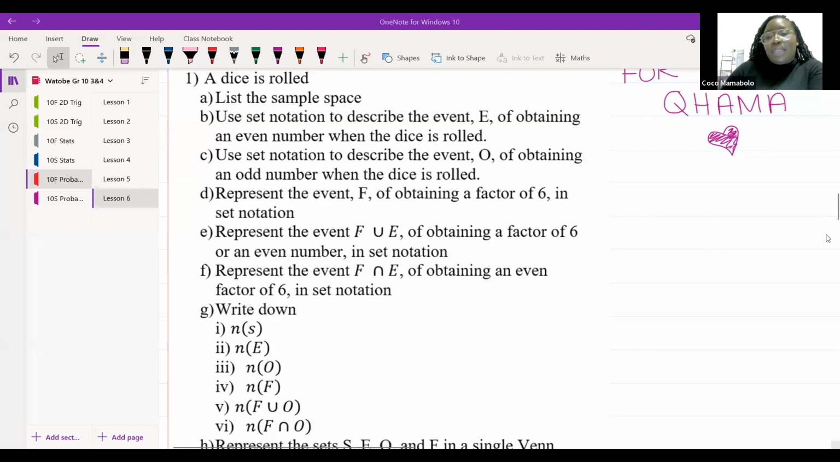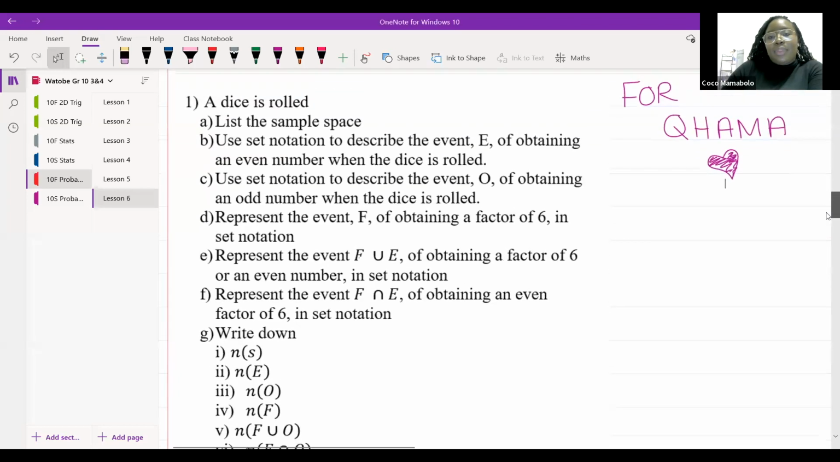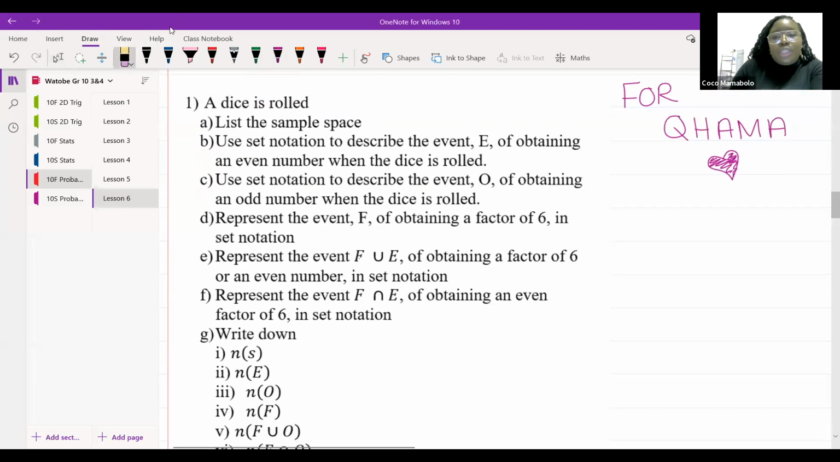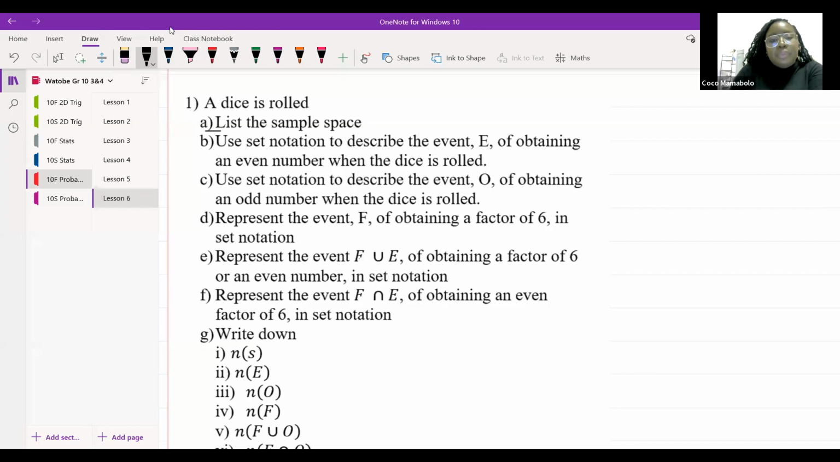All right, let's start at the beginning. It says here, a dice is rolled. A dice is rolled. List the sample space.